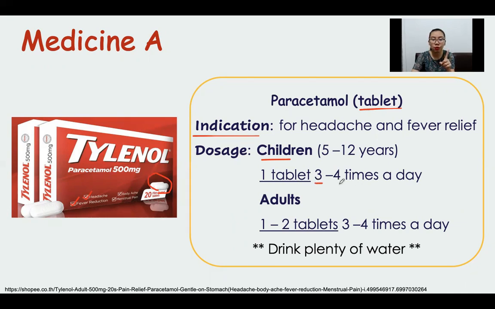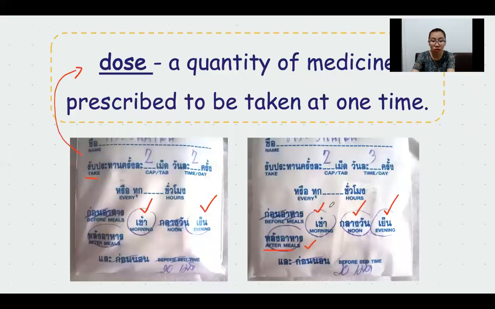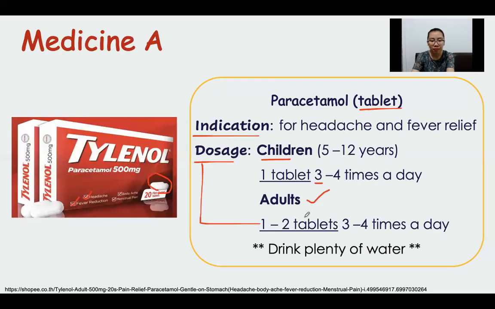one tablet 3 to 4 times a day. If you're an adult, like Teacher Shai, you drink 1 to 2 tablets 3 to 4 times a day. This is the dosage, okay? How many times you drink? Dosage. All right, and the doctor said drink plenty of water.